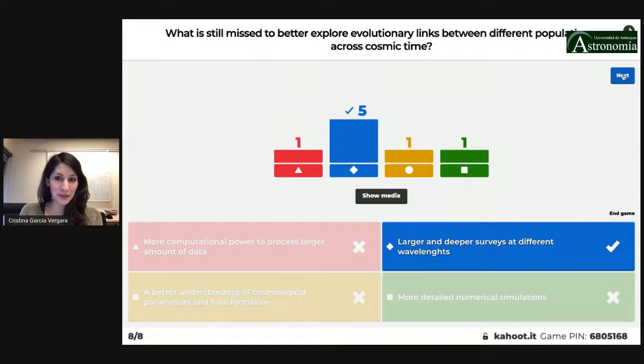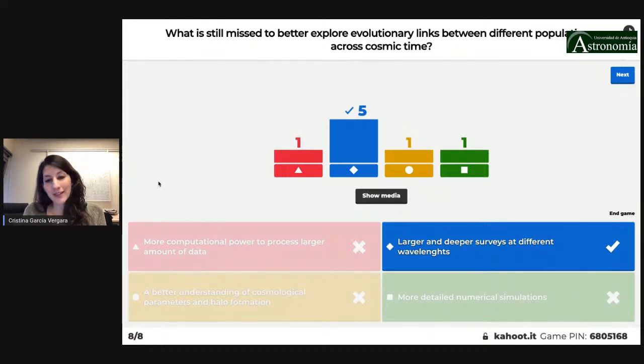Okay, great. Most of you got the right answer. This was actually a tricky question because, to be fair, I think that all of the options are still needed to improve, but we more or less understand pretty well the cosmological parameters, which have been well measured so far. And we also understand pretty well halo formation. And that is just because we have detailed numerical simulation.